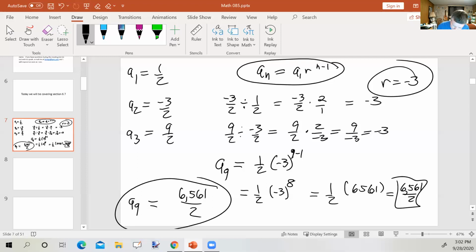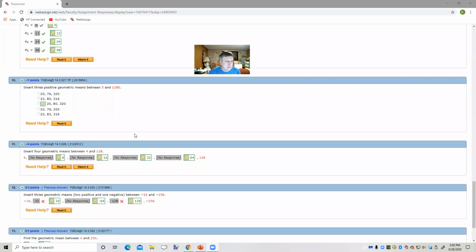And again, be careful, you've got to put parentheses around the negative 3 before you raise it to the 8th power. Okay, that was problem number 8. Next on the list was problem number 10. So let's go back and look at problem number 10.